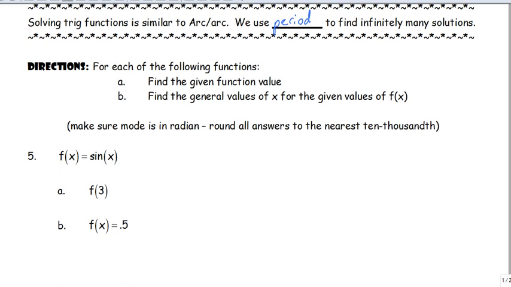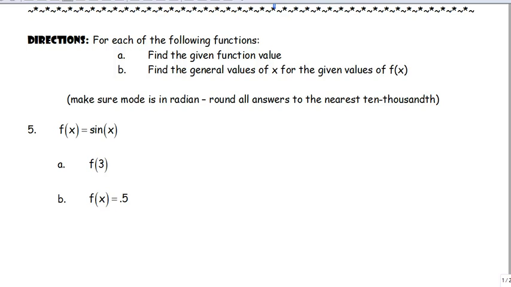So for each of the following functions, we have to find the given function value. That's just plugging in to your calculator. Then find the general values of the angle for the given values of f of x. Okay. Make sure your mode is in radian. Round all answers to the nearest 10,000th. So let's do the first one together.